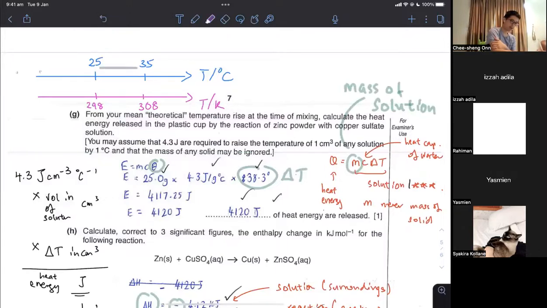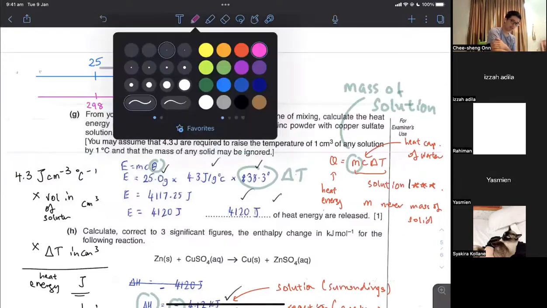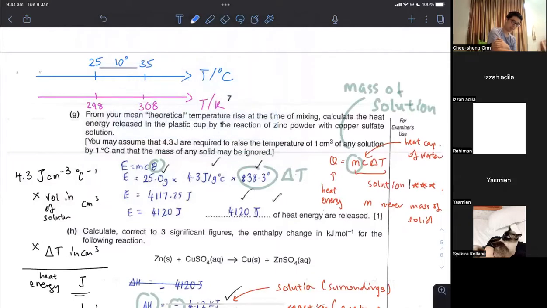So 35 minus 25 is 10 degrees, oops, I should use a different color. That is 10 degrees Celsius difference. And then when you look at 298 and 308, if I have subtracted them like that, that will also be 10 degrees. So change in temperature is relative. Something minus something, the change in degrees Celsius is the same as the change in Kelvin. That's my point there, okay?